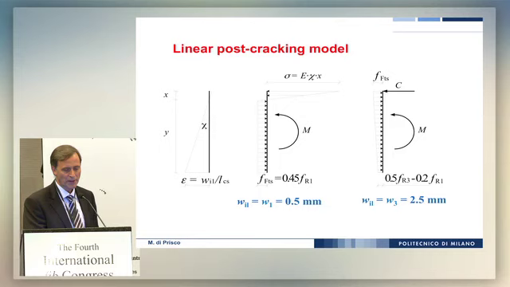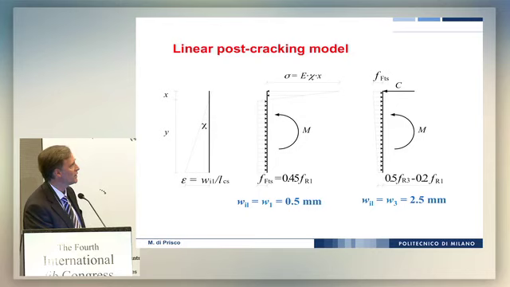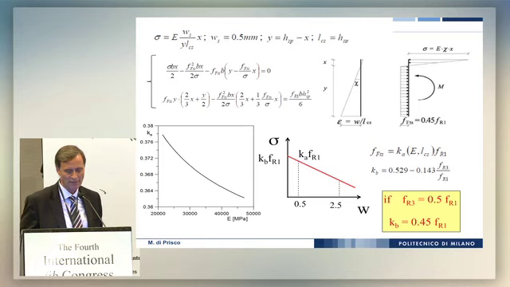If we would like to adopt the linear post-cracking behavior, in this case, you need a more complex relation, but the idea is just to use this model in serviceability, so elastoplastic, and simply rigid plastic with a linear softening if you are at the ultimate limit state. And according to simple equilibrium equations, you can deduce the relation between this parameter and the flexural strengths. Here there are some computations we did in order to justify the relation.